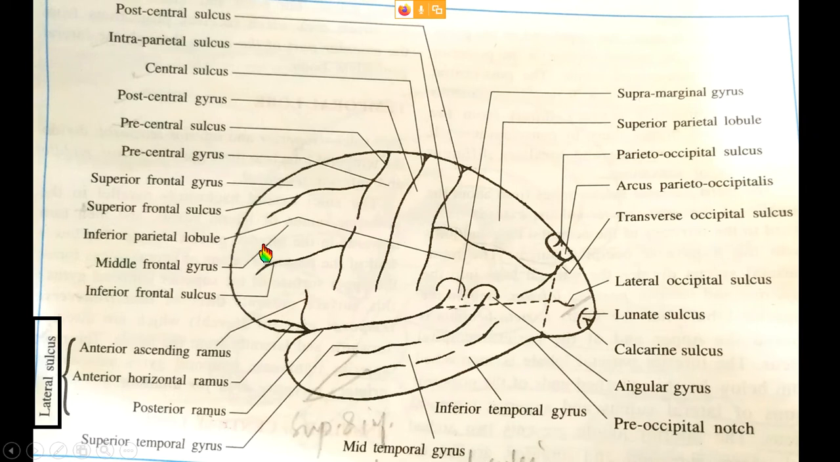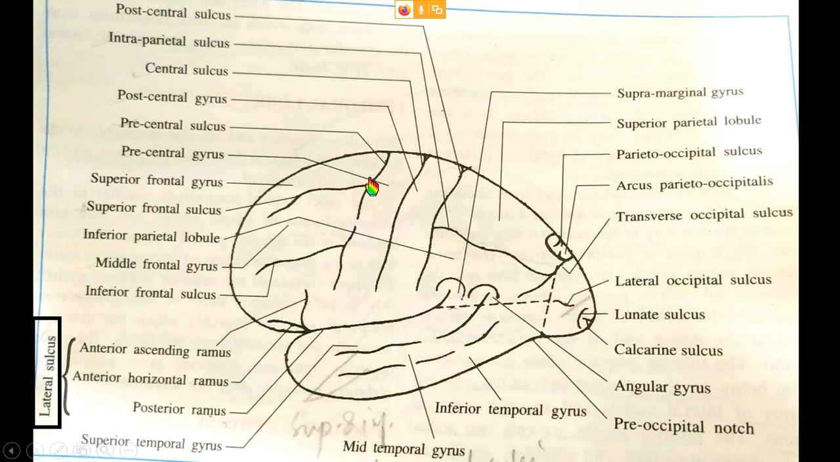Then coming to the frontal lobe, the frontal lobe presents four gyri separated by three sulci. Understood? So what is the frontal lobe? In front of the central sulcus of Rolando, this part is called the frontal lobe. It is divided into four areas by three sulci: three sulci and four gyri. What are the three sulci? We'll see now.